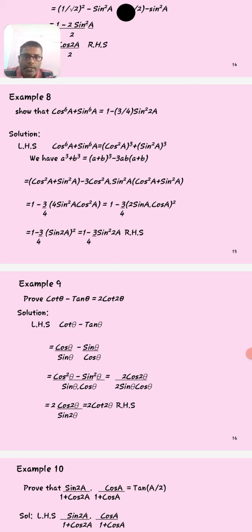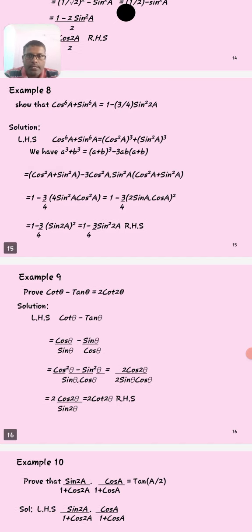Here numerator and denominator multiply with 4. That is equal to 1 minus 3 by 4 into 4 sin square a cos square a. How to write this? 2 sin a cos a whole power 2 is also possible. Now 1 minus 3 by 4 into 2 sin a cos a, again using the multiple angle, that is sin 2a. That is 1 minus 3 by 4 into sin 2a whole square, which equals 1 minus 3 by 4 sin square 2a, the RHS part.